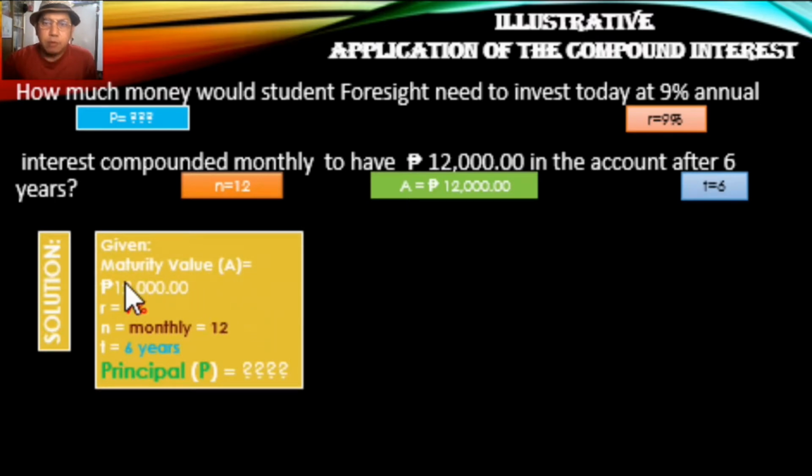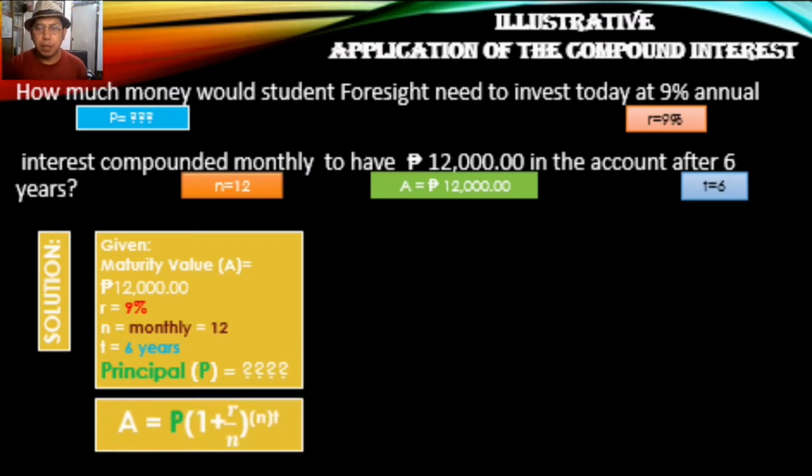So the given we have in here: principal is the problem, maturity value is 12,000 pesos, the annual rate is 9%, the conversion period is 12, which is monthly, and the term of the investment is 6 years. Again, the problem is, what is the initial deposit to accumulate 12,000 pesos after 6 years? Now, how are we going to solve for this problem?